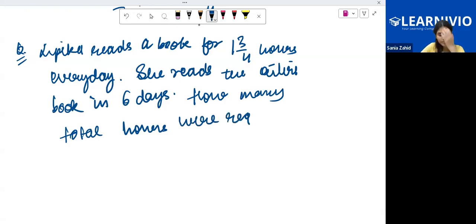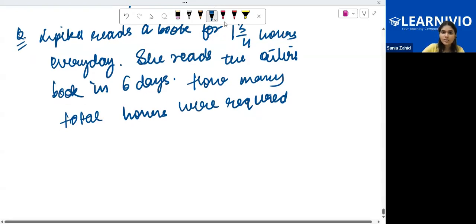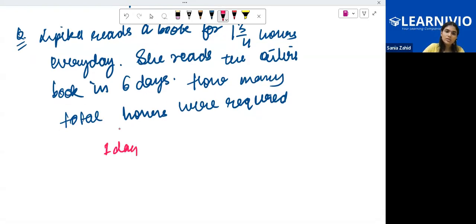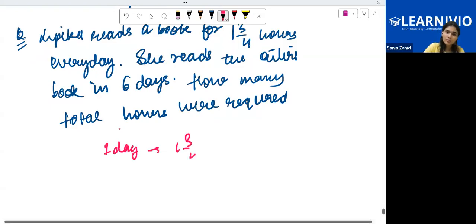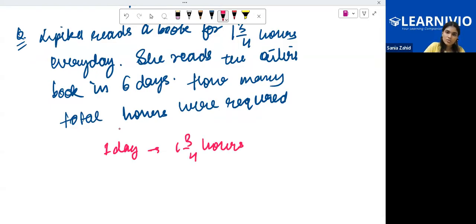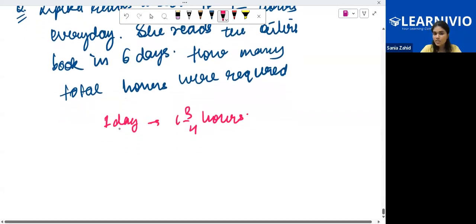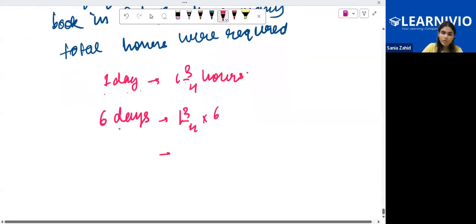So basically, in one day, Deepika is reading 1 whole 3 by 4 hours. So it took her 6 days to complete the book. So how many hours will be there in 6 days? So you form the statement: number of hours required in one day is 1 whole 3 by 4 hours. Number of hours in 6 days will be equal to 1 whole 3 by 4 multiplied with 6.